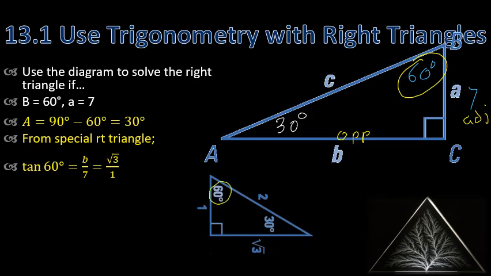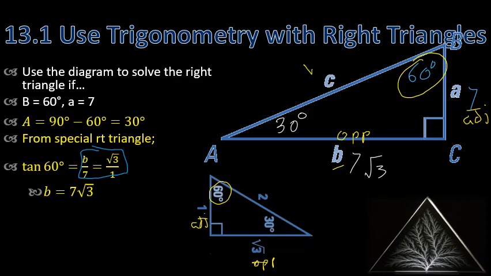On the special triangle, opposite is square root of 3, adjacent is 1. So I have B over 7 is the square root of 3 over 1. Take that proportion, multiply both sides by 7, and you get B is 7 times the square root of 3.